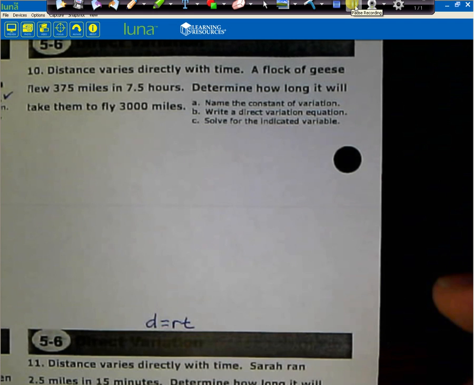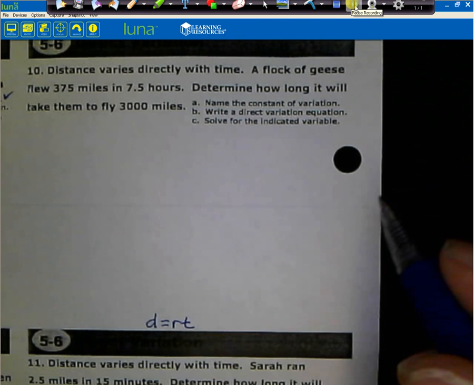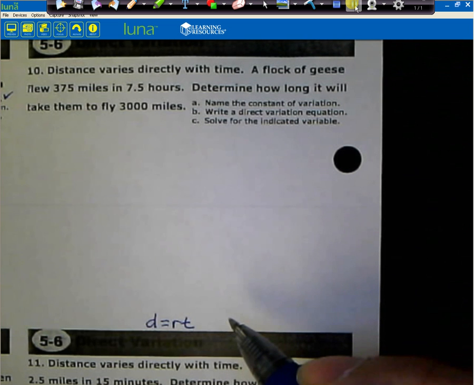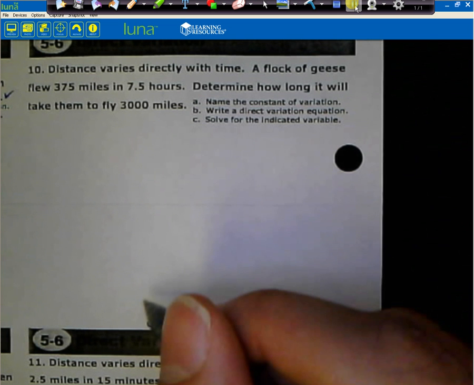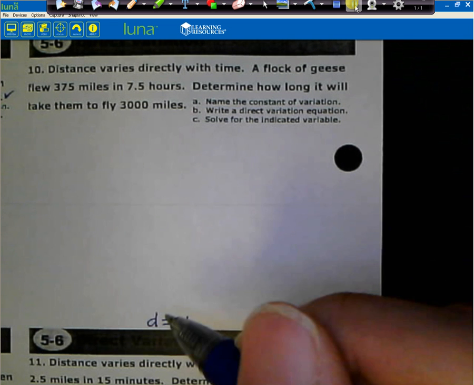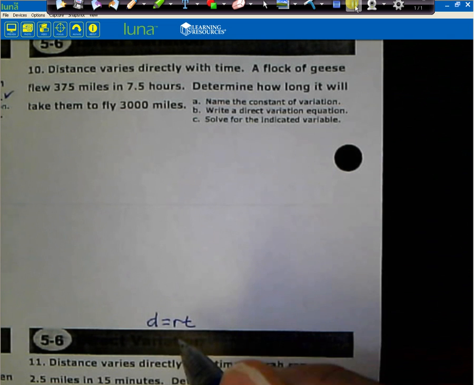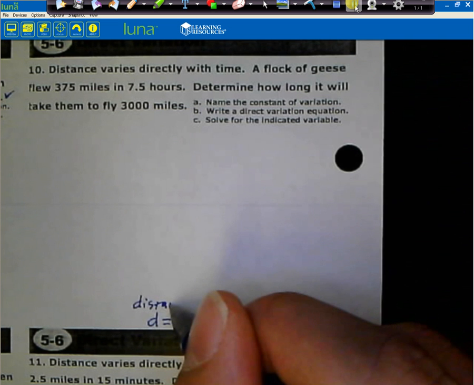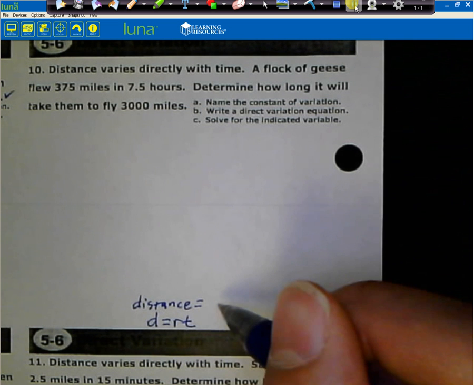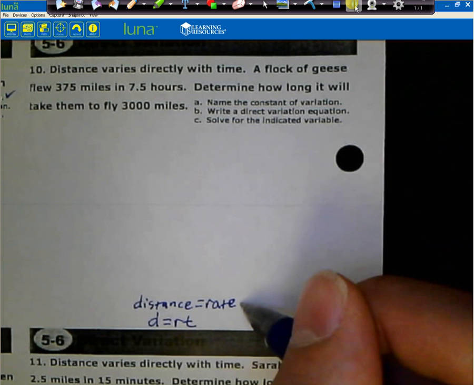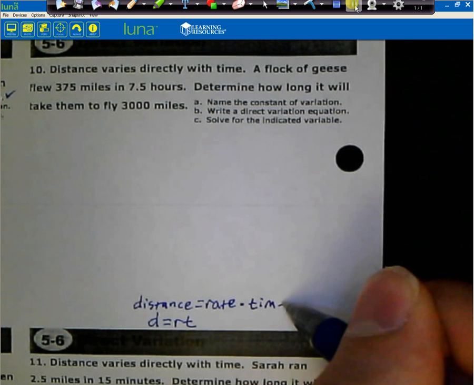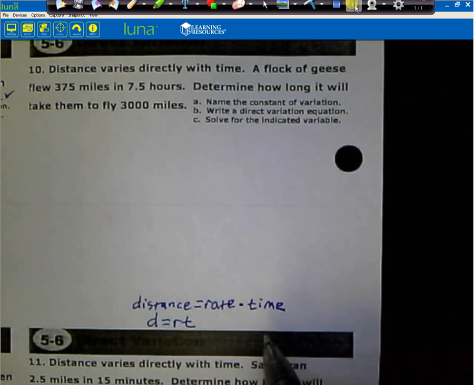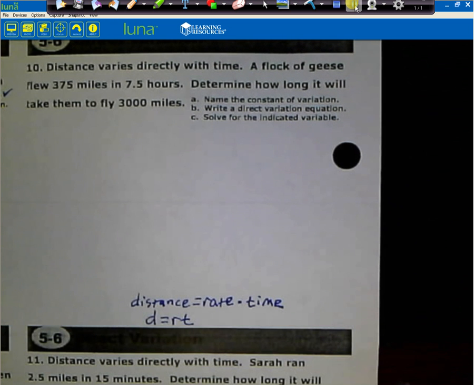Alrighty, in number 10, we are looking at one of the real-life applications of direct variation, and we're going to be using this formula that I believe most of you have seen, D equals RT. That stands for distance equals rate times time. And that is a direct variation equation, just a very specific one. We'll be using it to solve this problem.